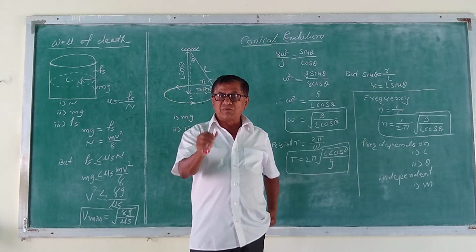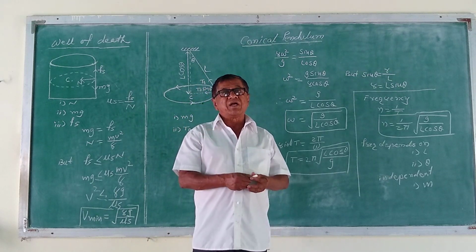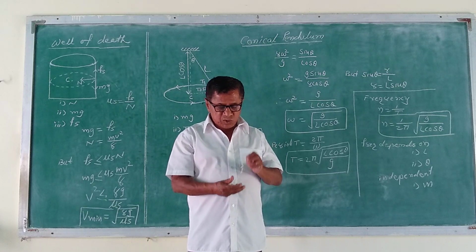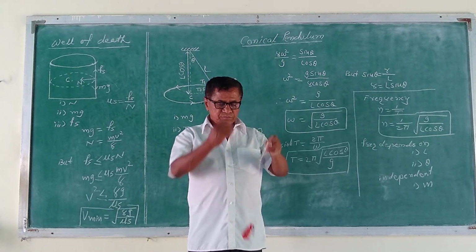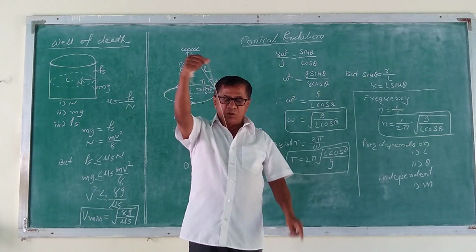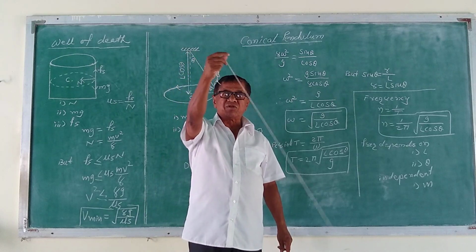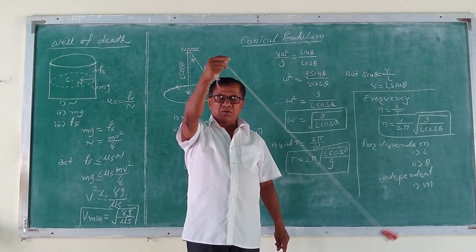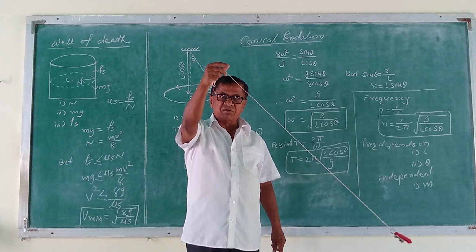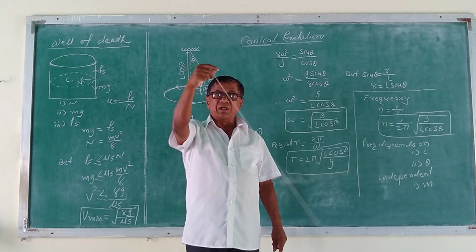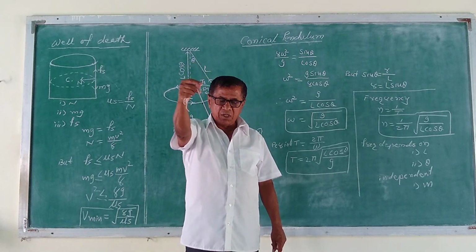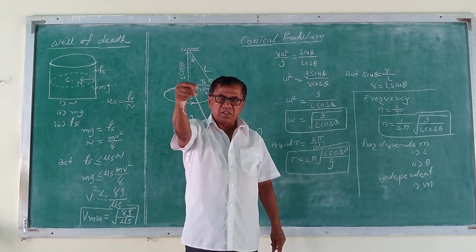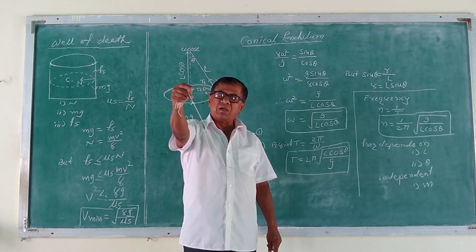There are two terms: the first is the simple pendulum, and the second is the conical pendulum. The simple pendulum is the swing we observe in our house. But if it is revolved in a horizontal circle, then that is called the conical pendulum.